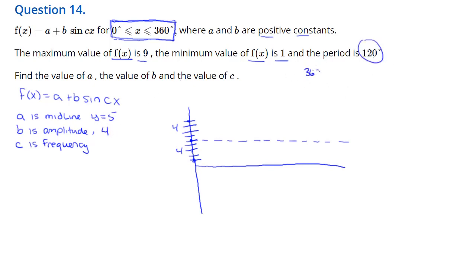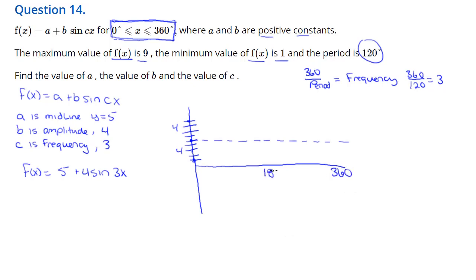And if I know the period, all I've got to do is take 2 pi divided by the period, or 360 divided by the period, and it'll give me the frequency. So in this case, 360 divided by 120 is equal to 3, so that gives me the frequency. And I just got to fill in the equation. It's going to be 5 plus 4 sine 3x, or if I need to tell them what a, b, and c are, then I can just separate those.